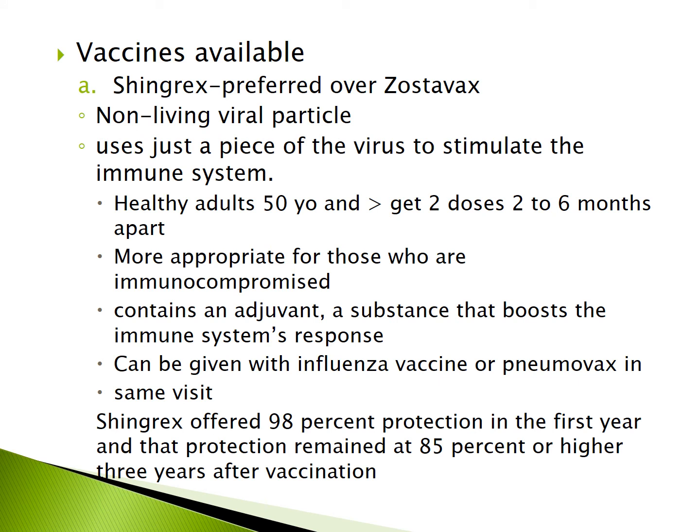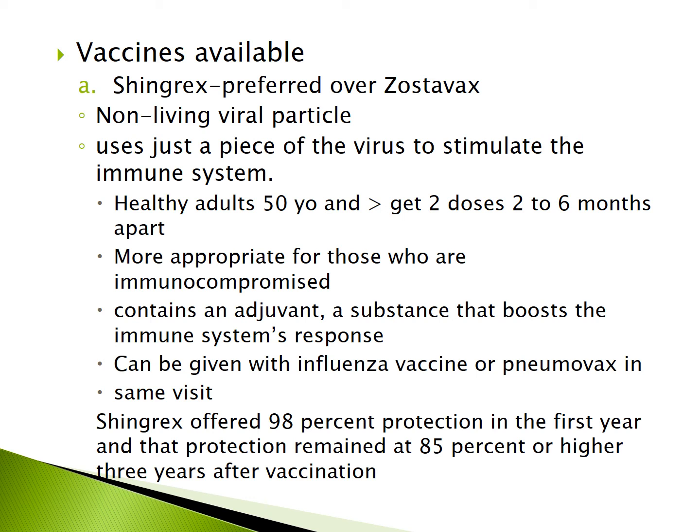We now have two vaccines available for shingles, and in October of 2017, the FDA came out with a new shingles vaccine called Shingrix, and it is now preferred over Zostavax. One of the reasons is it's a non-living viral particle, and what it does is it uses just a piece of that virus to stimulate the immune system. So healthy adults from 50 years old and up can get two doses 2 to 6 months apart, and they have to space them apart like that.